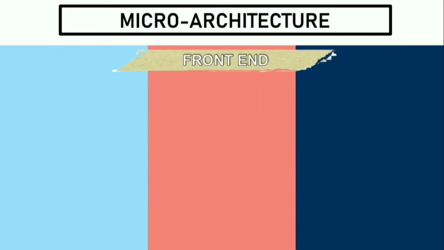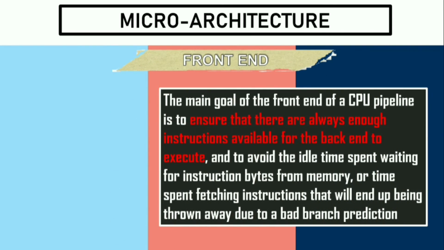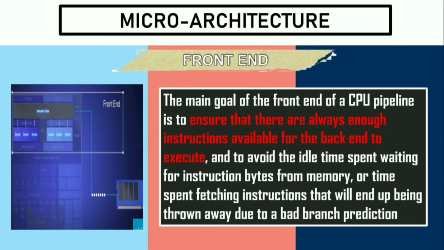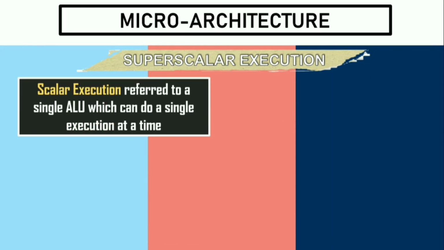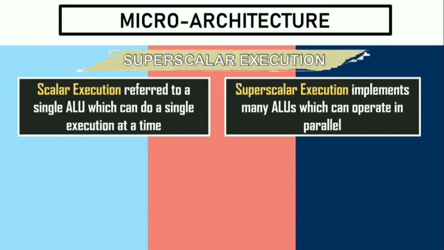Next up is the front end. The main goal of the front end of a CPU pipeline is to ensure that there are always enough instructions available for the back end to execute. Next is the superscalar execution. First we have to define scalar execution. It is referred to as a single ALU which can do a single execution at a time. Superscalar execution, on the other hand, implements many ALUs which can operate in parallel.